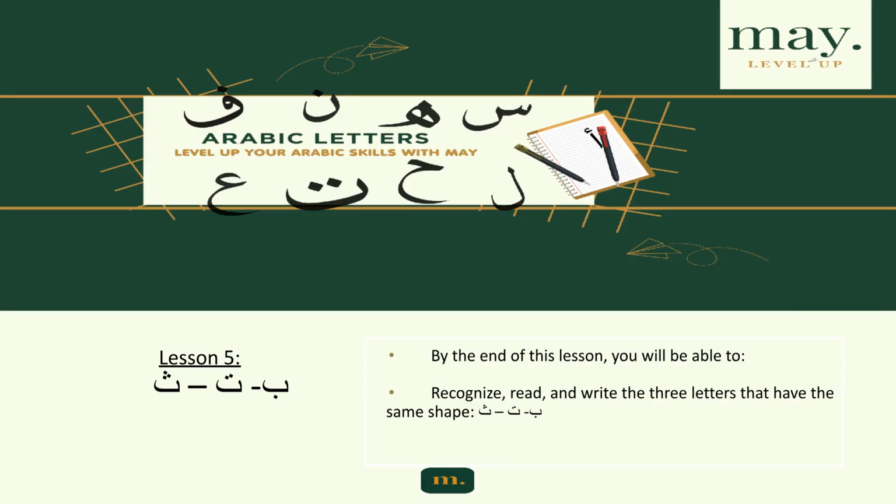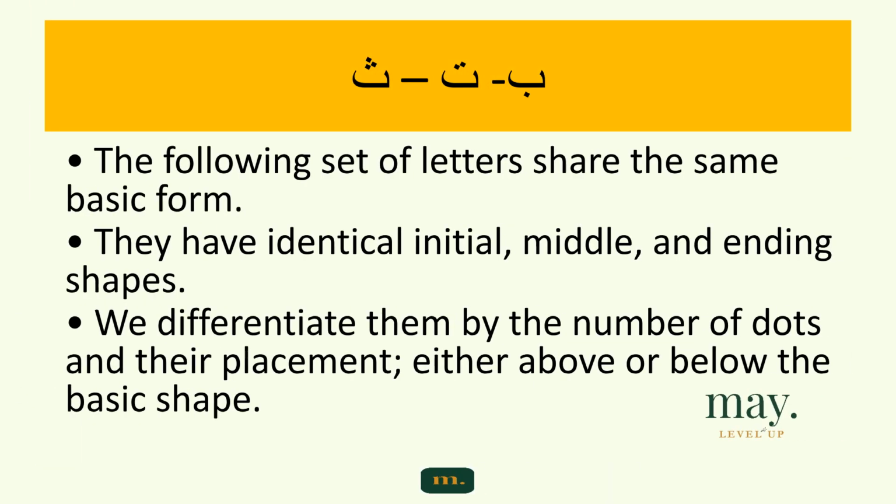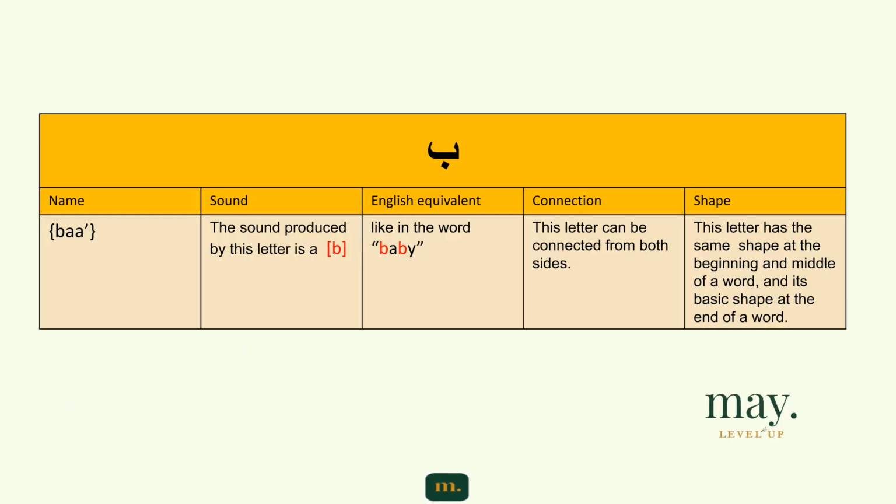In this lesson, we will learn about the three sisters, Ba, Ta, and Tha, which all share a similar basic shape. The letters Ba, Ta, and Tha share the same basic shape with identical shapes for initial, middle, and final positions. We differentiate them by the number of dots and their placement either above or below the shape.